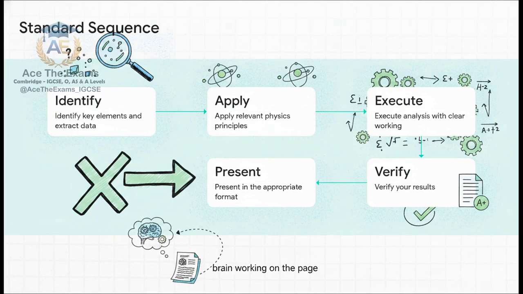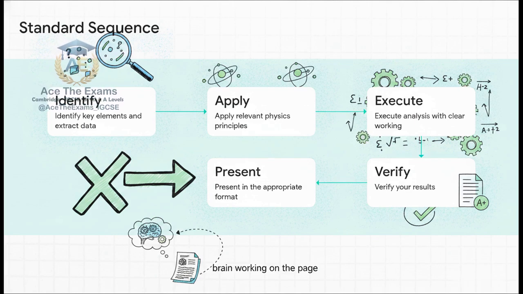Let's break it down. Step 1, identify the key elements and extract your data. Step 2, apply the relevant physics principles. Step 3, execute your analysis and show clear logical working. Step 4, verify those results. And Step 5, present your final answer in the appropriate format. If you try to jump straight from Step 1 to Step 5, you are throwing away massive method marks. The examiner needs to see the entire journey.